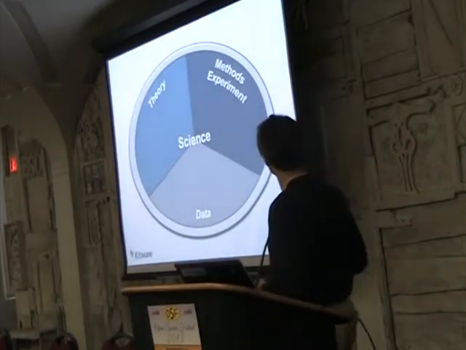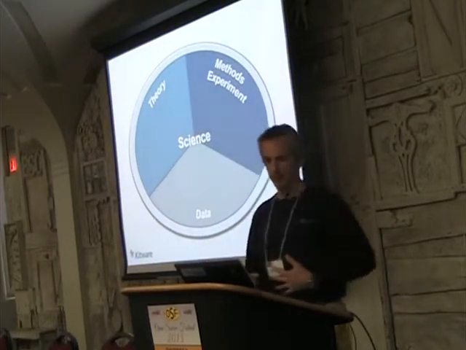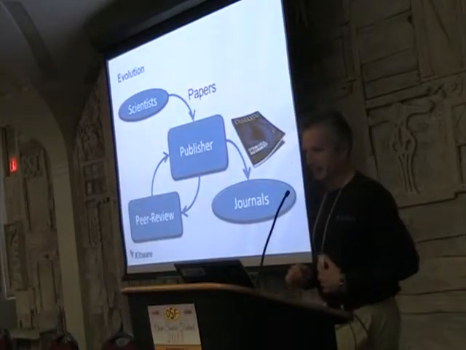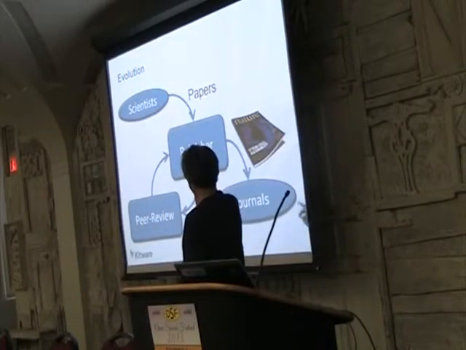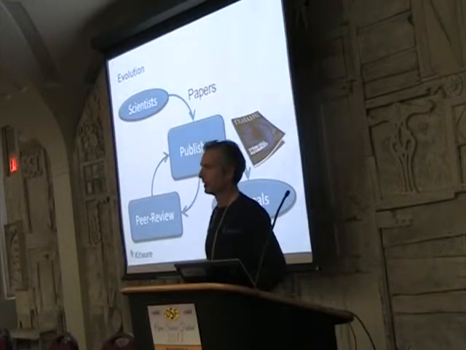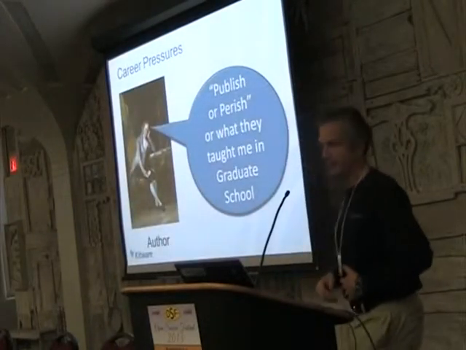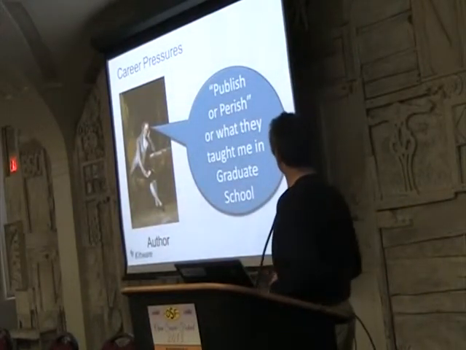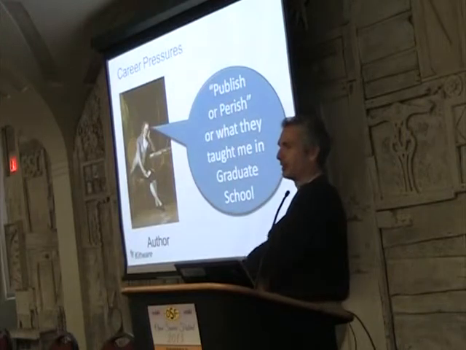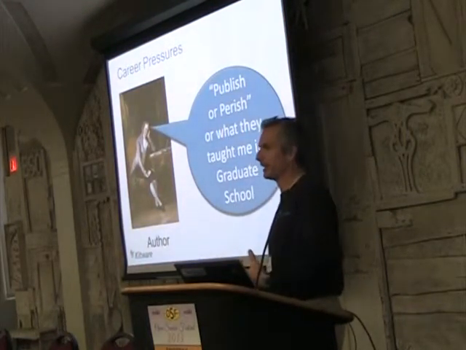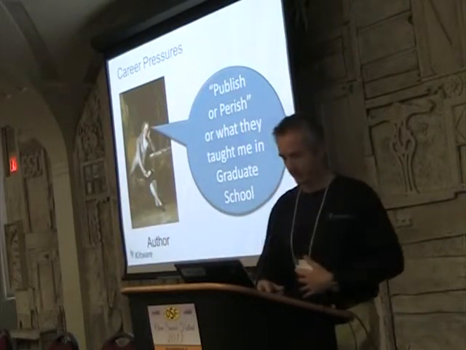So eventually they came up with the scientific method where you come up with a theory, you experiment, and you have data, and everything sounds good. Eventually it evolved into this, where scientists write papers, they're peer-reviewed, they end up in journals. There's some problems with this model. Creates career pressures. So the author, publish or perish. And that's what they taught me in graduate school. So it's more important to get the paper out than to worry about, is this reproducible? Is that part of the culture? It needs to be part of the culture.